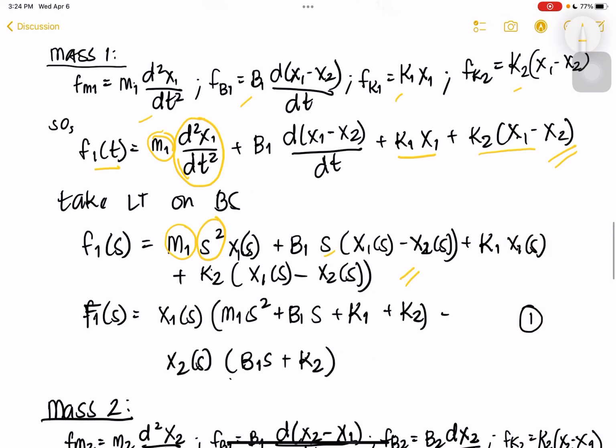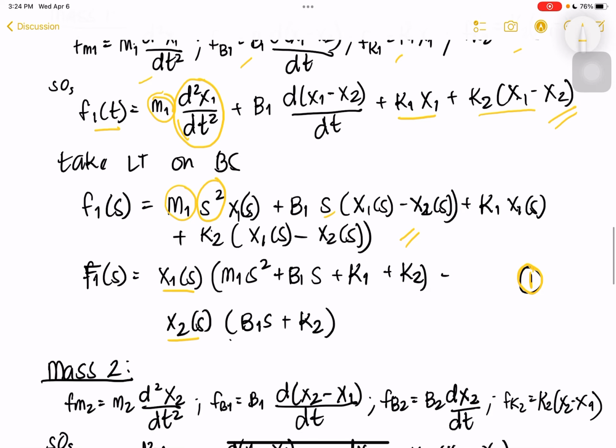And the next step, once you already have everything in the S domain, is to factor out the displacements, which are X1 of s and X2 of s. So just combine the like terms and factor out these displacements. Then this is your Laplace transform equation number 1.